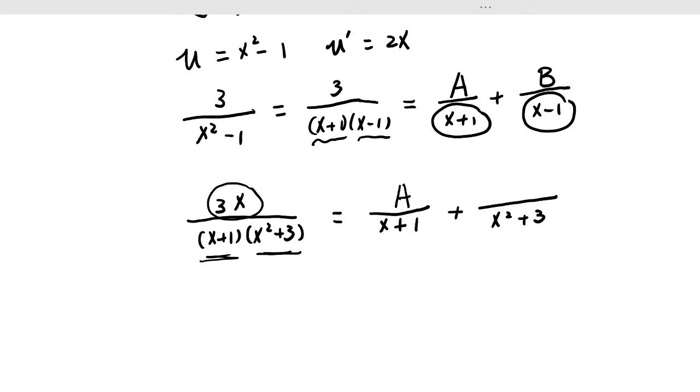The second fraction we have is x squared plus 3. Whenever we have a square for the x, this gives us a linear function on the top. So when I say x squared, I will give bx plus c.